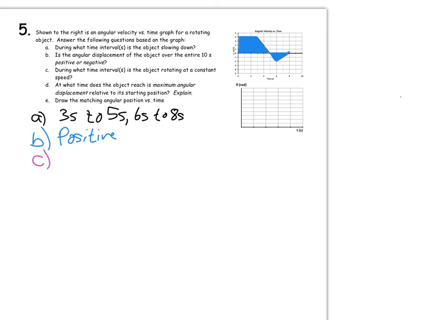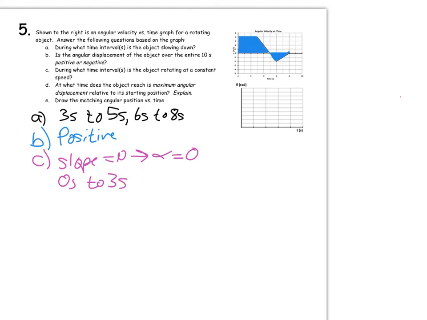Question C here asks during what time interval is the object rotating at a constant angular speed? So we're looking for situations when our slope is equal to 0, because our slope represents our angular acceleration. So if slope is 0, then our angular acceleration is also 0. And we see that that occurs here from 0 seconds to 3 seconds. We have a slope there where it's just a constant angular velocity.